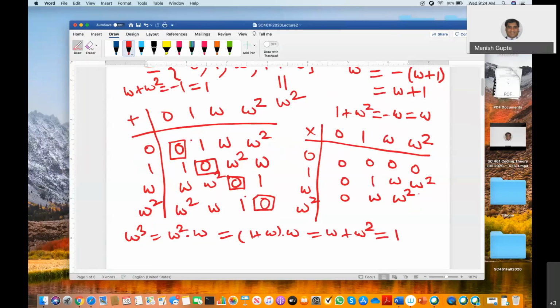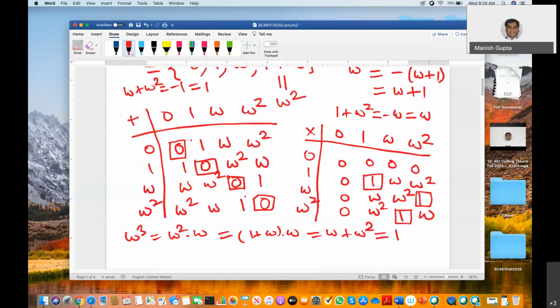So this is 1. Omega square into 0 is 0. This is omega square. Omega square into omega is omega cube, which is 1. Omega raised to power 4 is omega cube into omega. Omega cube is 1, so you are left with 1. So I can circle here the multiplicative identity. And now you can check that every element 0, 1, omega, omega square has an additive inverse.